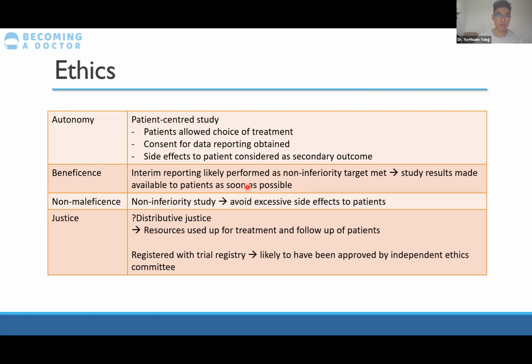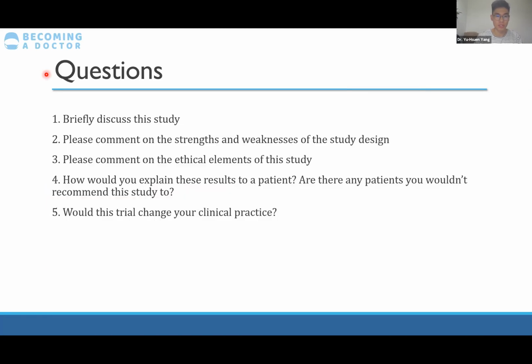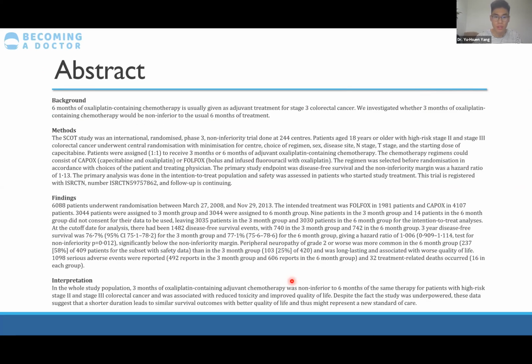If you look at the abstract, let's go back to the abstract. Over here, you can see that they say that the study was underpowered, and follow-up is continuing. I think the reason why the study was underpowered is because the study protocol was initially meant for longer than 3 years, which we've talked about. They looked at 3-year disease-free survival, but I suspect that the study protocol initially was for 5 years.